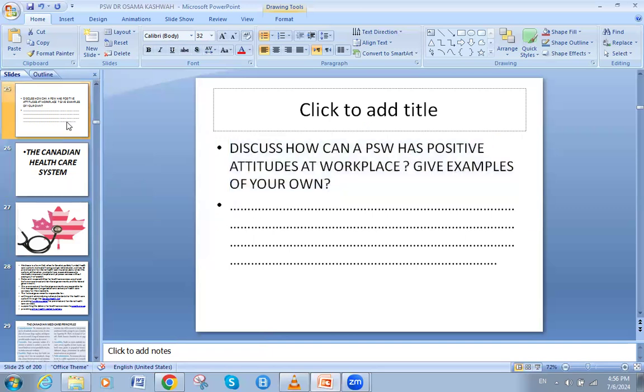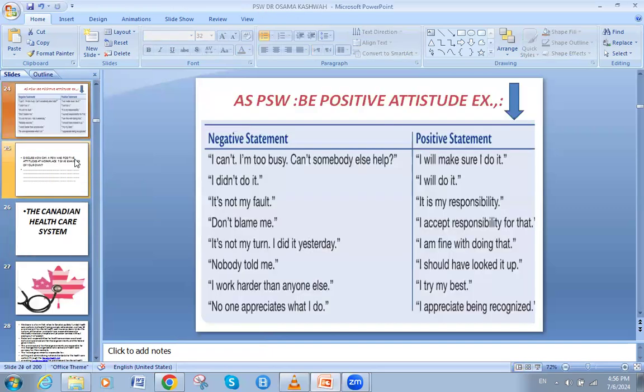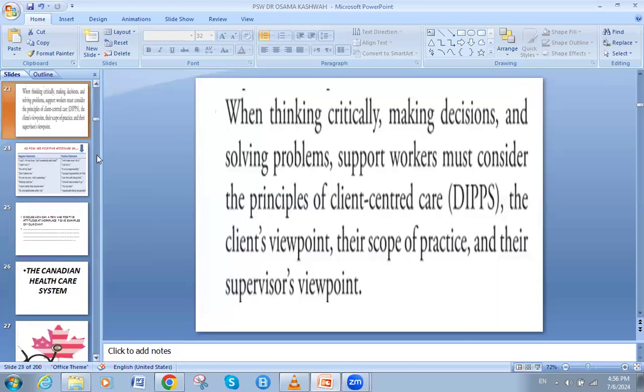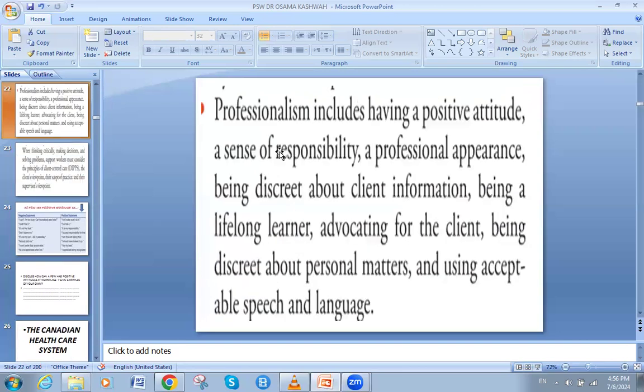Again, my dears, like I said before, how to show the positive attitudes. Do not use this kind of sentences, negative statements, and use the positive statements, like what we talked about here. Plus, think critically when you're making decisions, and think also that your client is the core or the main or the center of all your work. You have to satisfy your client's needs, your patient's needs, your residents' needs, whatever, based on wherever you are working.